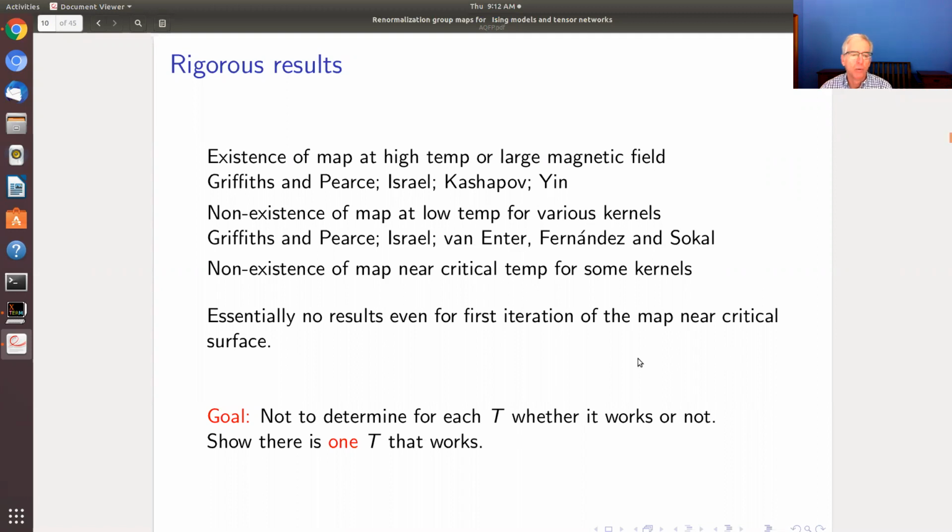But there are essentially no rigorous results that say the map is defined near the critical surface, even if you just look at the first iteration of the map. And just an editorial remark here, the goal should not be to look at every possible kernel and see whether it works or not. The goal should be to find one kernel that does work.